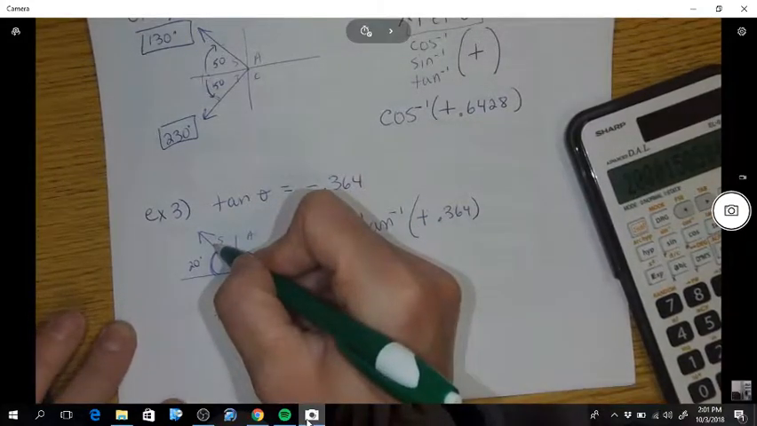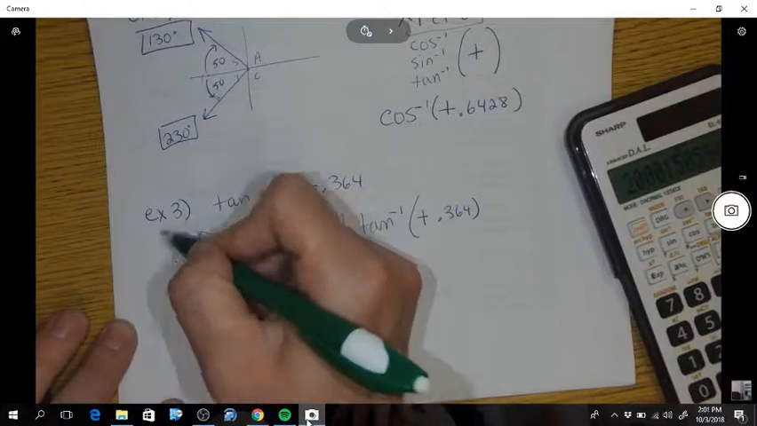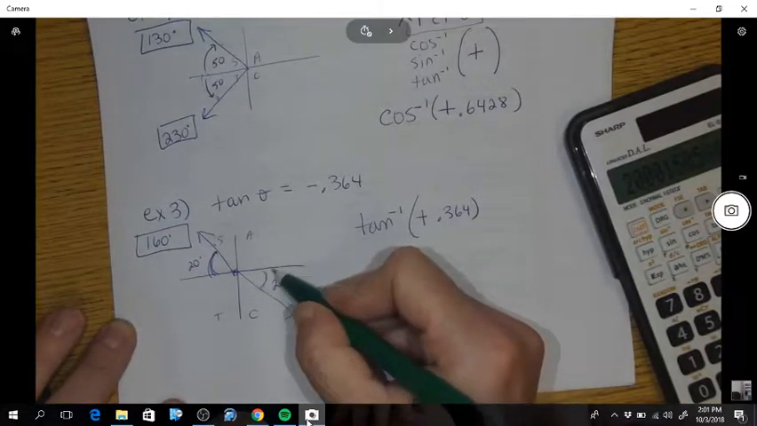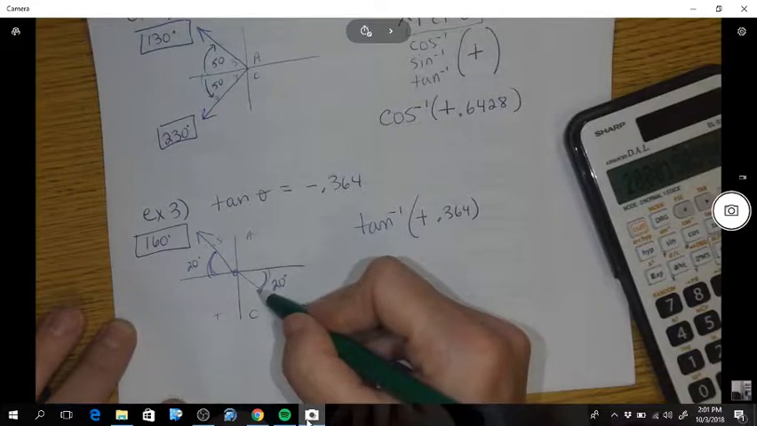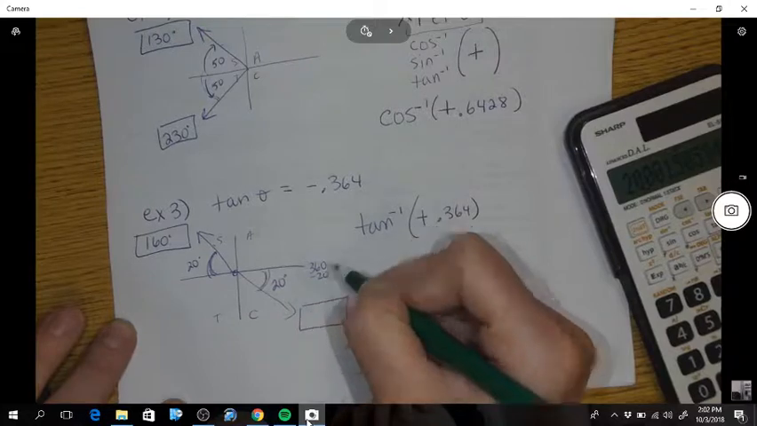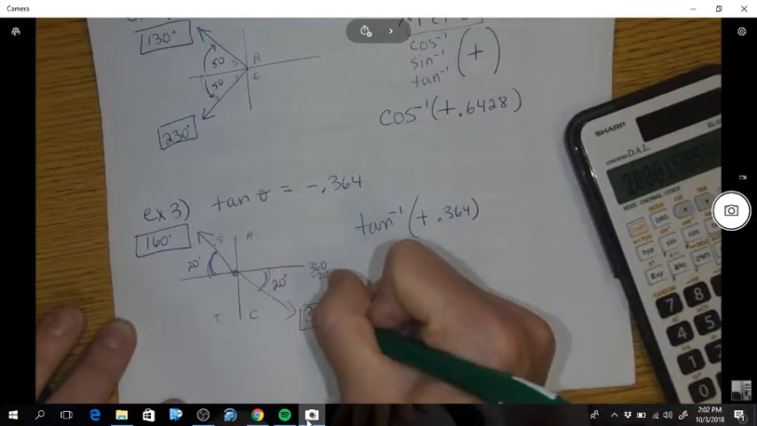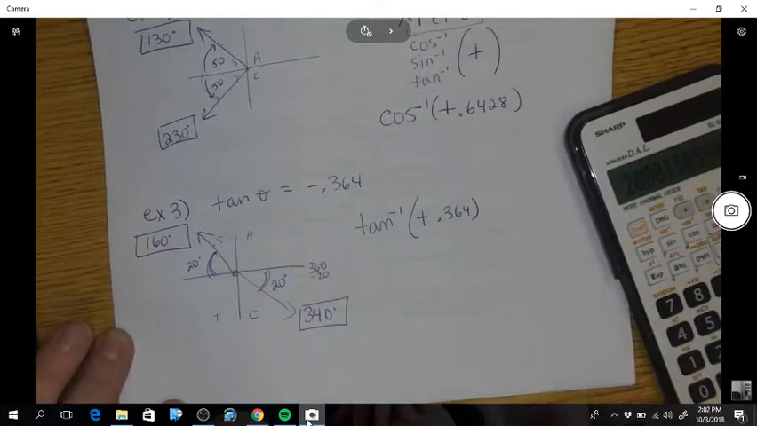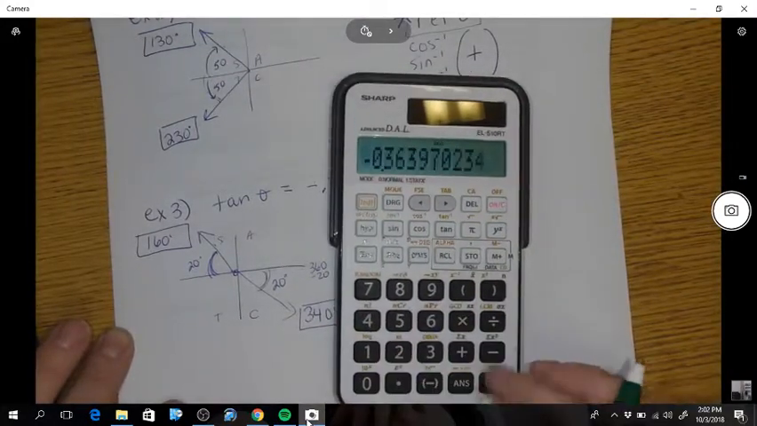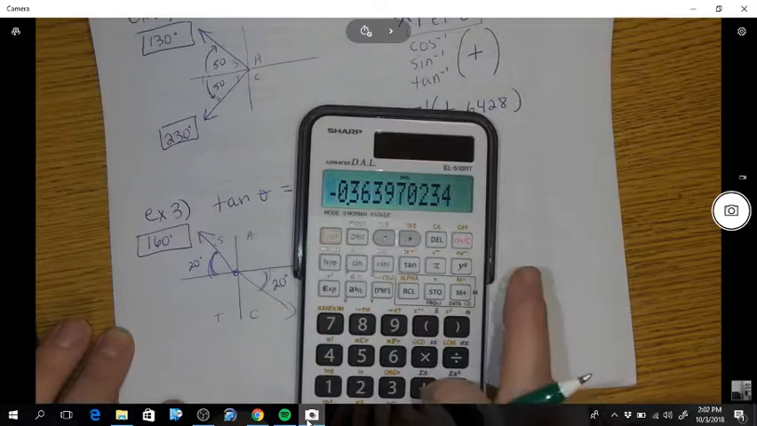Therefore, this angle is 20 degrees smaller than 180, and this angle is 20 degrees smaller than 360. Okay, so that's how I would calculate that one. And you can always check your answer. Let's check 340. Tan of 340 equals negative 0.364.